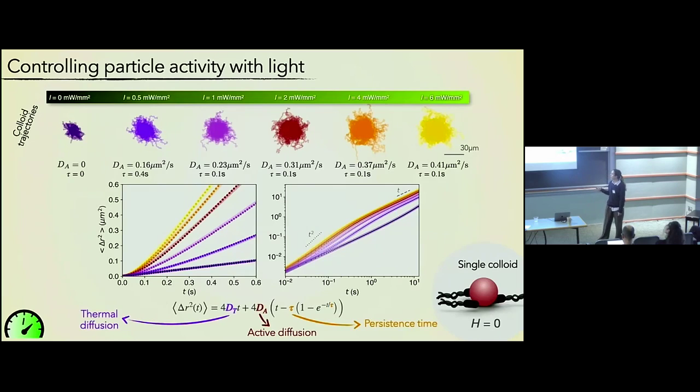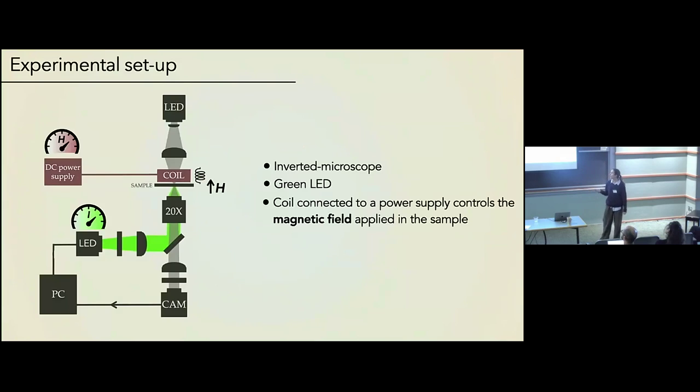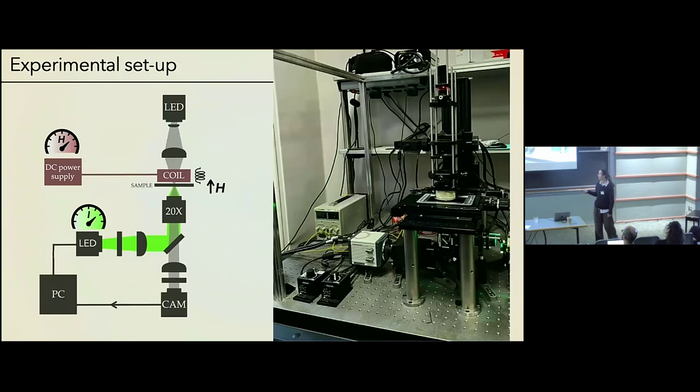It's important to note that we can go to almost 10 times the thermal diffusion with just some bacteria, so that is interesting. Okay, this is our experimental setup. It's relatively simple: just an inverted microscope with a green LED that controls the intensity, and a magnetic coil connected to a power supply that controls the magnetic field. This is a photo of it.